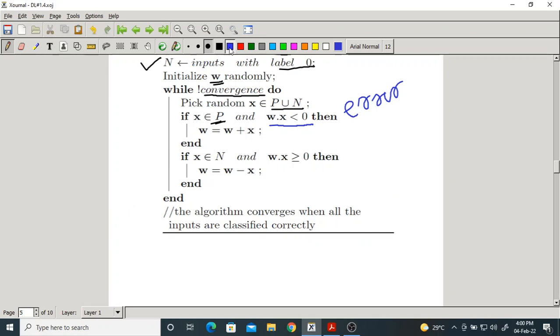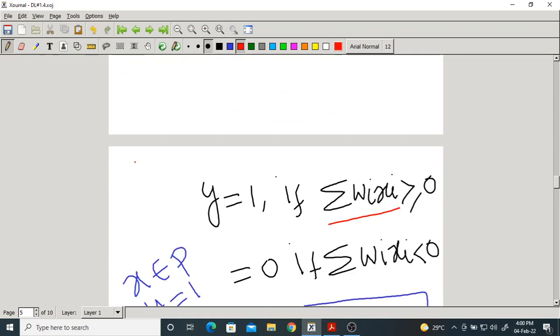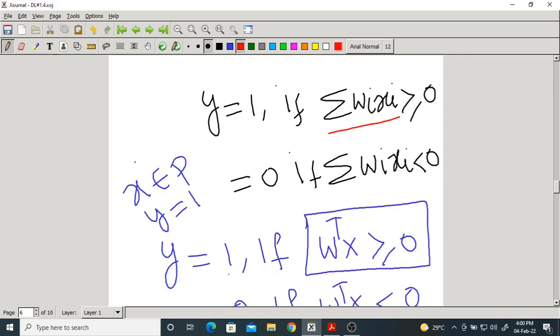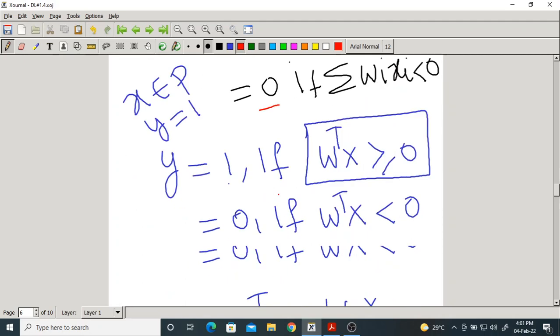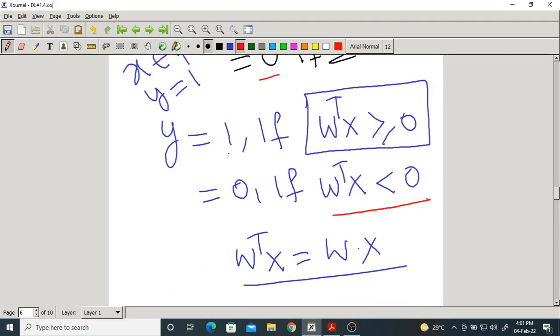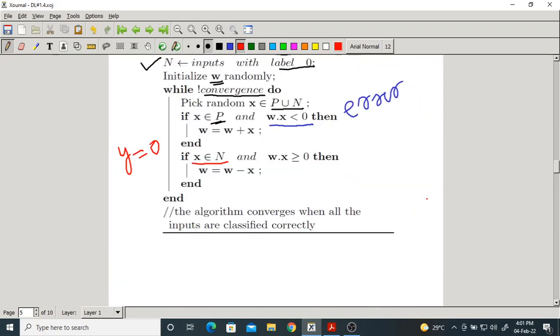In the other case, what may happen? If X belongs to N, which means X belongs to negative inputs, the output should be 0. Label 0 means negative. So if Y is 0, this should be less than 0. But here this is greater than 0. Again I am making an error. So what is the correction? I am subtracting X from the W. So this is the algorithm.